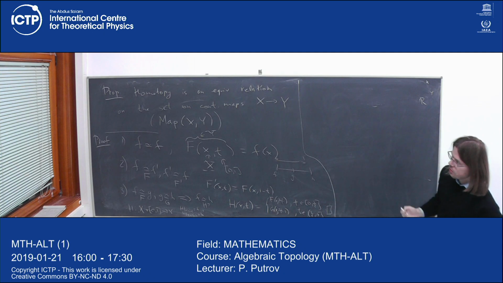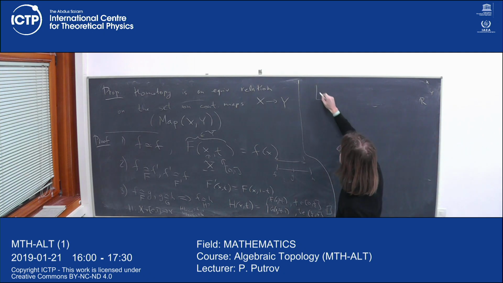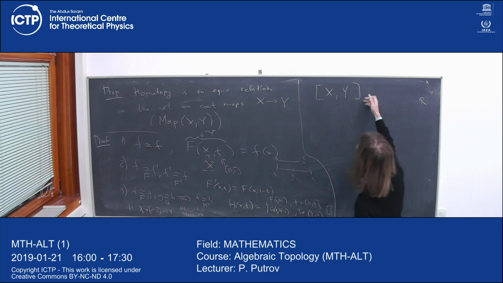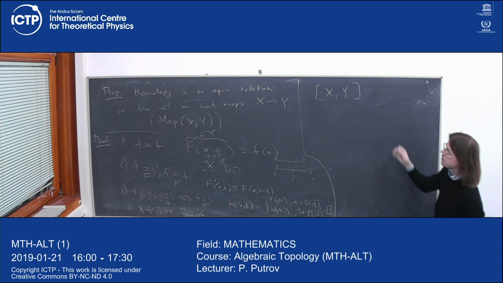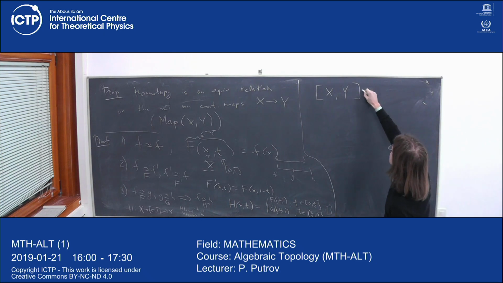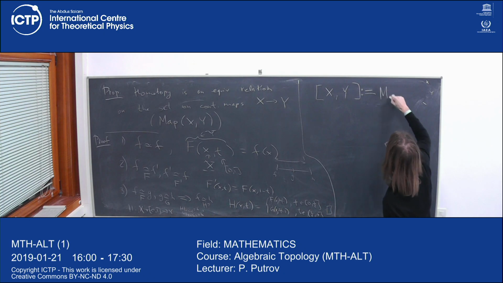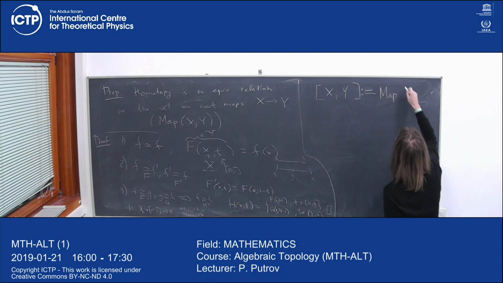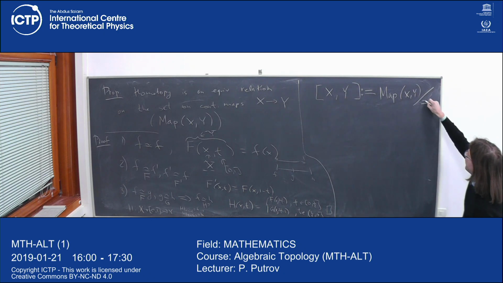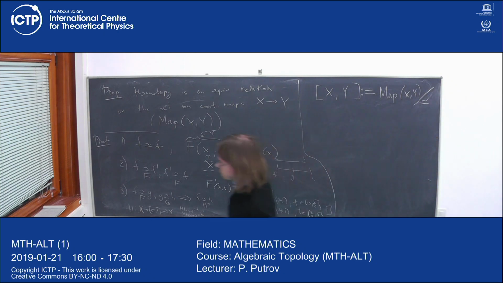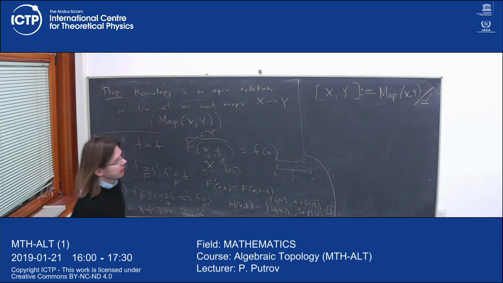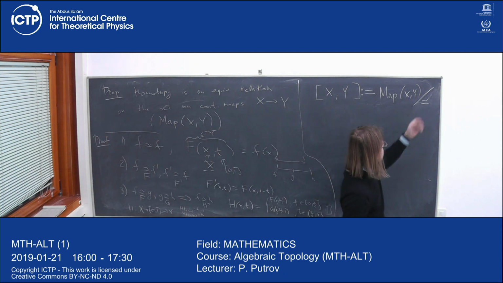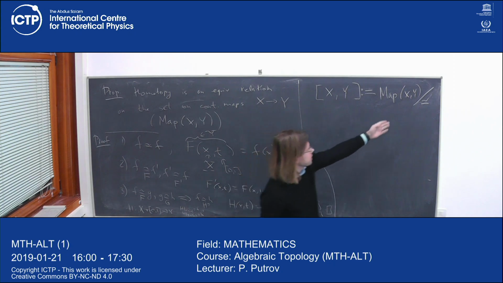So since it's an equivalence relation, we can define, for example, a quotient, and one of the notations which we might use is this bracket. And you might also see it somewhere else in the literature. It is by definition the set divided by this equivalence relation, the quotient with respect to this equivalence relation.